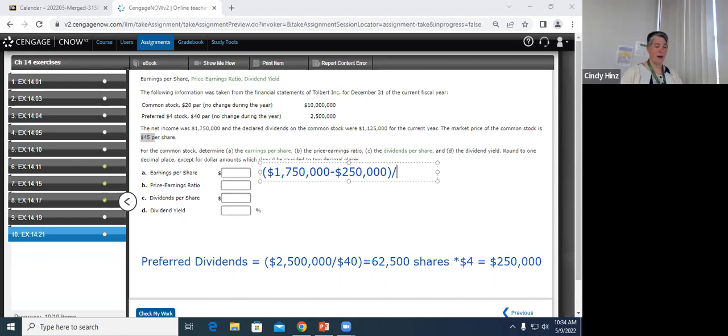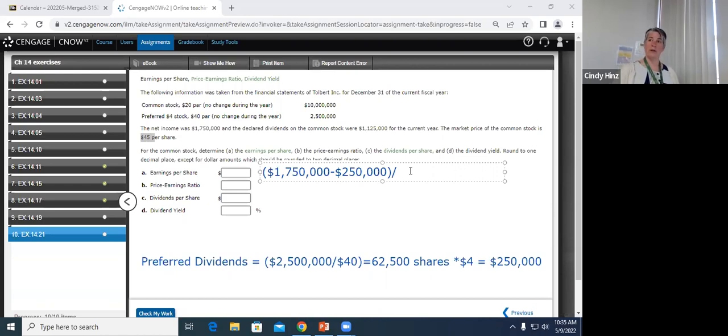And then, because this is how much is left for the common shareholders. So this is not how much they were paid out in dividends. This is how much money the company made for the common shareholders. If you look at the company's income statement and you see they made $1,750,000, you're like, cool, that sounds good. But how much of that is yours as a common stockholder depends on how many common stockholders there are.